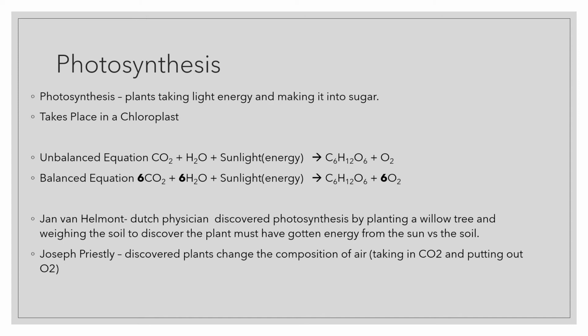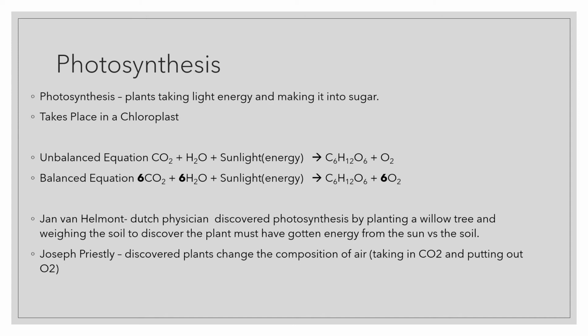So the unbalanced equation is CO2, which is carbon dioxide, plus H2O, water, plus sunlight and energy, to then yield or make C6H12O6, which is a sugar, and oxygen as a byproduct that we very happily use.